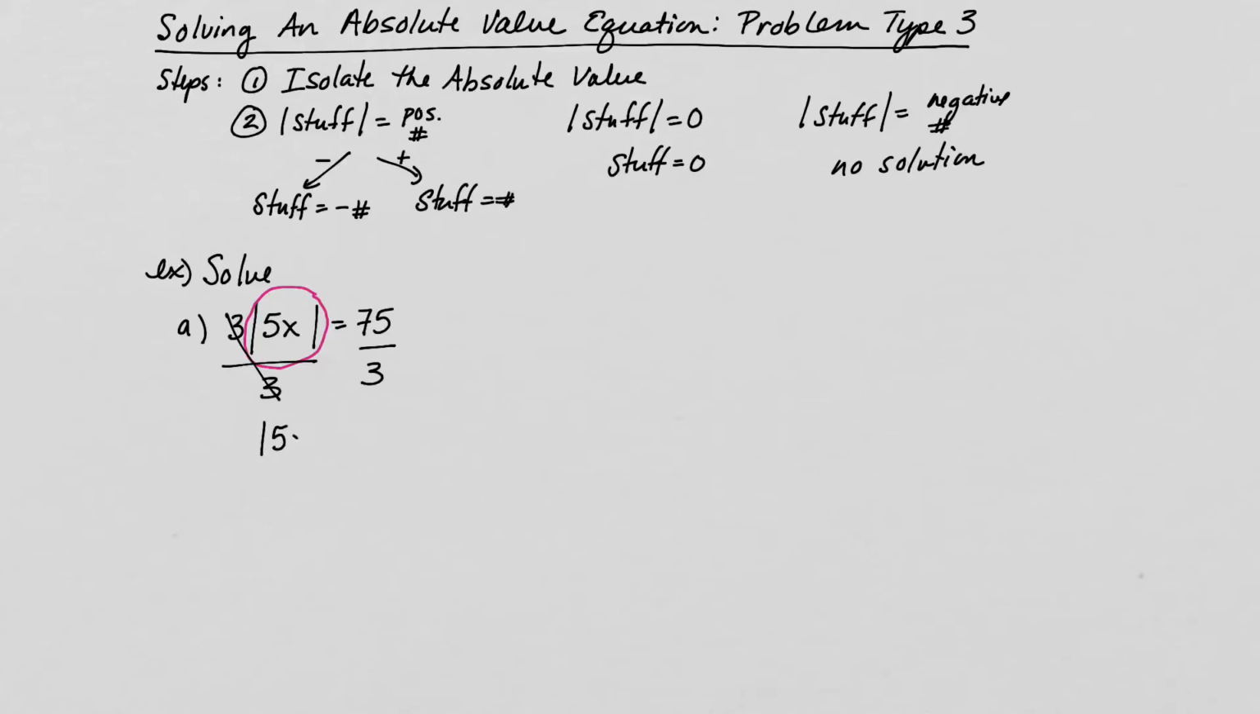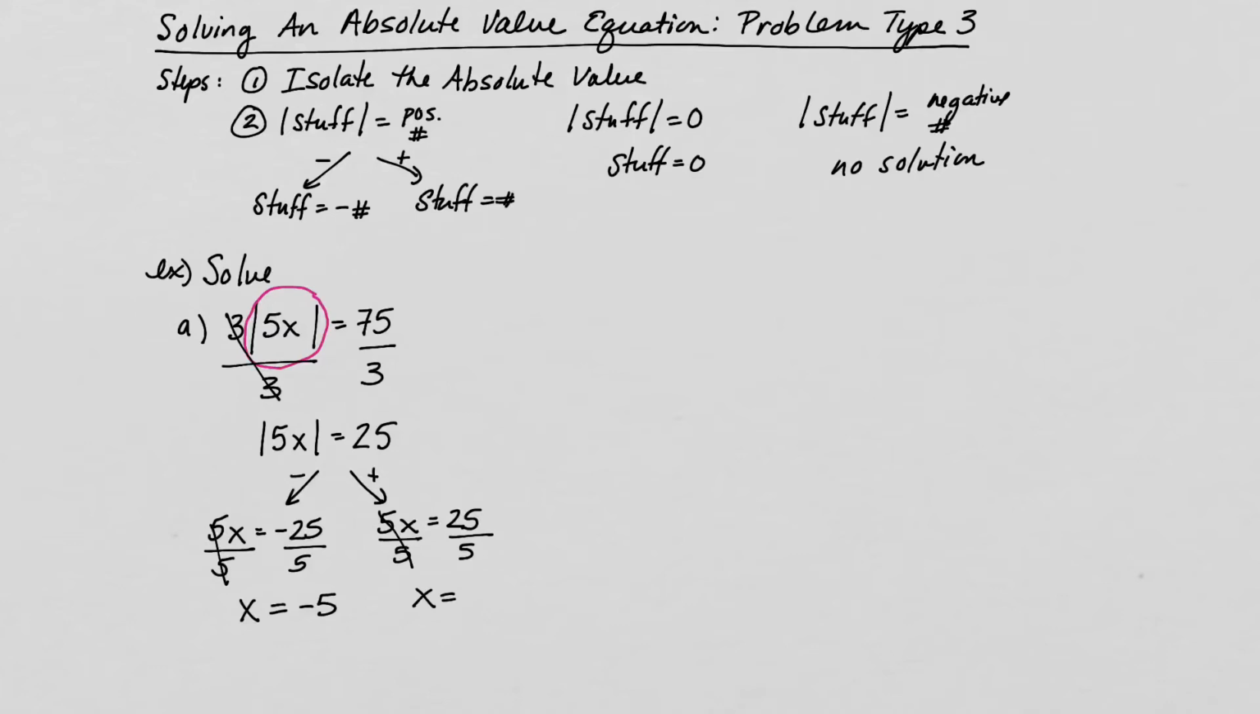So we're going to have the absolute value of 5x equals 75 divided by 3, which is 25. And now that I have the absolute value all alone, I'm going to look and say, okay, is the absolute value part equal to a positive number? Yes, it is. So in that case, I'm going to split this into that negative and positive case. So 5x equals negative 25, 5x equals positive 25. Divide by 5. x equals negative 5, divide by 5, x equals positive 5.